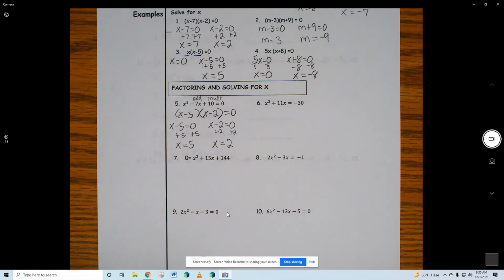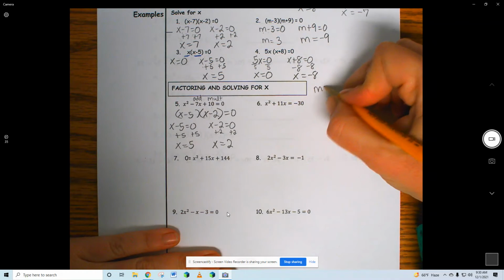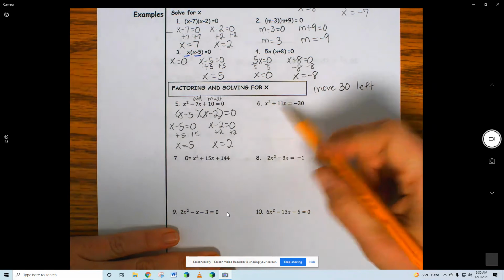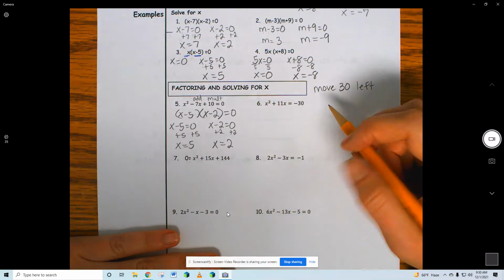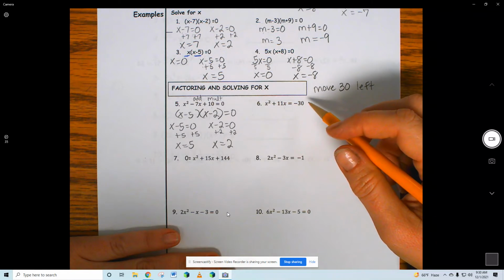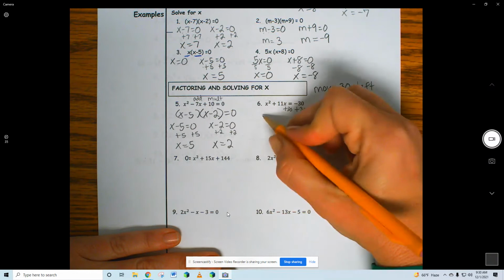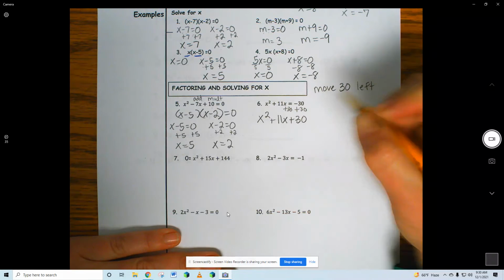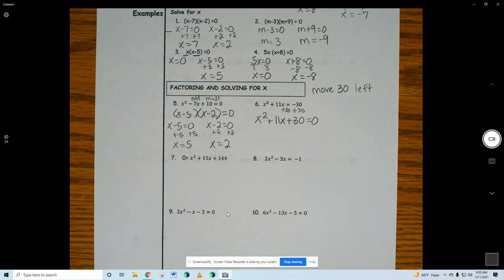Number 6 does not equal 0. Make it equal 0. Move the 30 to the left. How do I move this 30 over to the left? Add 30 to both sides. Now remember, I'm not going to add it to the 11. I'm just going to make it now 3 terms. And it equals 0. I can't do a thing unless it equals 0.